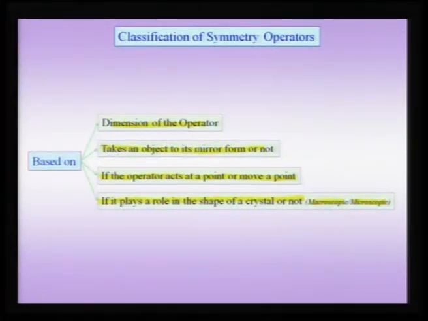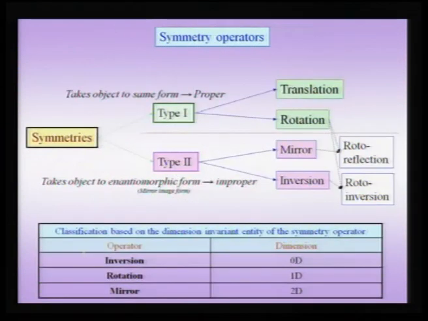So to summarize this slide once again, I can classify symmetry operators based on the dimension, based on whether it takes an object to its mirror form or not, based on whether it leaves an object around a point or moves it from place to place, or whether it has any role to play in the external shape of the crystal or not. So we have certain symmetry operators whose names are on the right hand side here, for instance the translation, the rotation, the mirror and the inversion, and further we will see that there are other symmetry operators like roto-reflection and roto-inversion. We shall be taking up some of these very soon, but this is an attempt to give a broad overview and classification of all the possibilities.